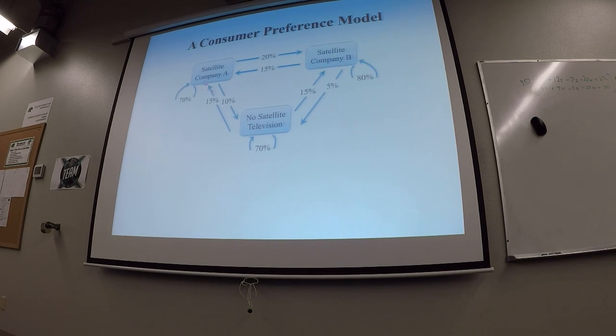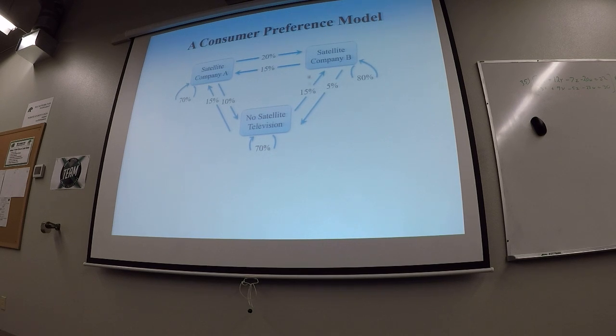So what this is showing is if you are currently with company A, this little arrow means you are 70% likely to stay with company A. This 20% arrow says if you are with company A, there's a 20% chance that you'll go to company B. If you're at company B, there's a 15% chance that you're going to switch to A. If you're with A, 10% chance of going to no satellite. If you have no satellite, you're 15% chance of going here. Does this make sense how the picture works?